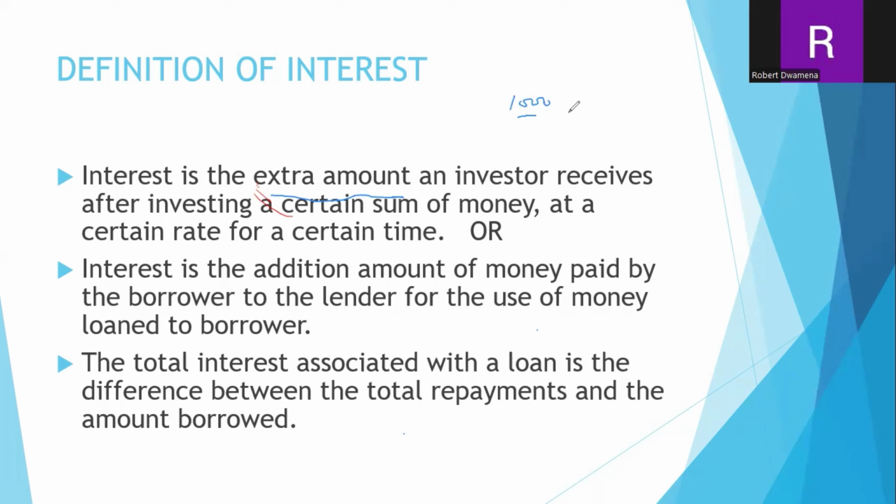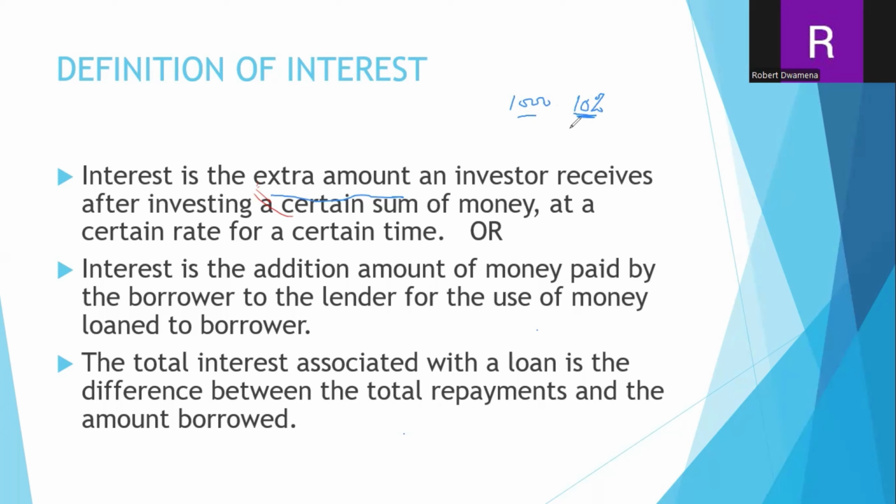And it could be that the rate could be 10%. So if I decide to invest this 1,000 Ghana cedis, let's say I want to use this 1,000 Ghana cedis to buy treasury bills. This 1,000 Ghana cedis is the sum of money. And let's assume the rate for the treasury bill is 10%. So this 10% is that certain rate we are talking about.